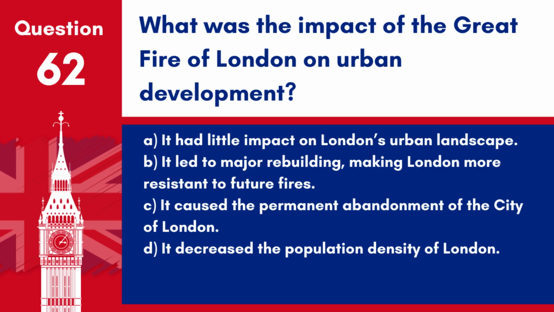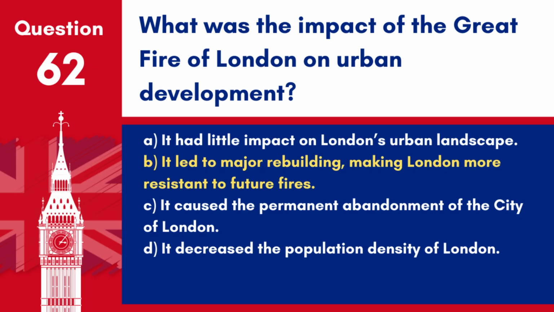Question 62. What was the impact of the Great Fire of London on urban development? A. It had little impact on London's urban landscape. B. It led to major rebuilding, making London more resistant to future fires. C. It caused the permanent abandonment of the City of London. D. It decreased the population density of London.